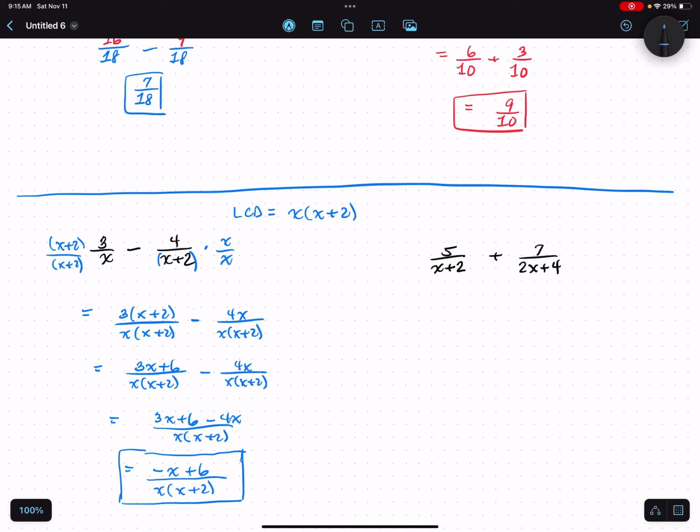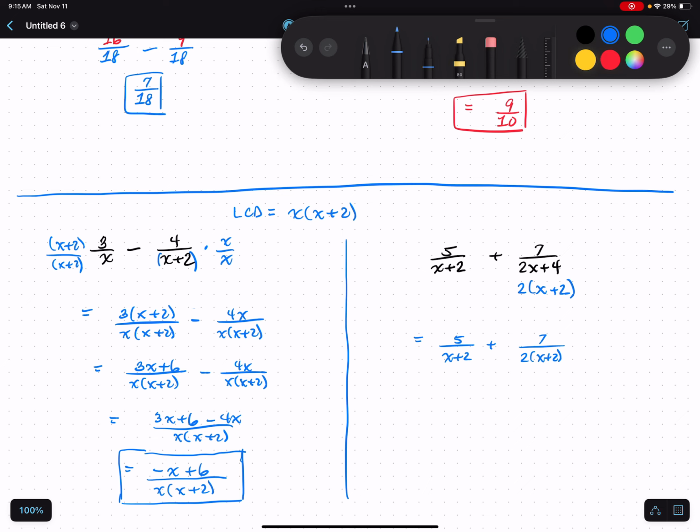Okay, so let's look at the one on the right here. Now, looking at those denominators, I do notice something a little different about this one. Notice that this second denominator, I can factor out a 2. Oops, except that's not 2 times x plus 4. That's 2 times x plus 2. There we go. So you notice that the denominators have a common factor with each other. So I'm going to just rewrite this to make it a little more clear. 5 over x plus 2 plus 7 over 2 times x plus 2.